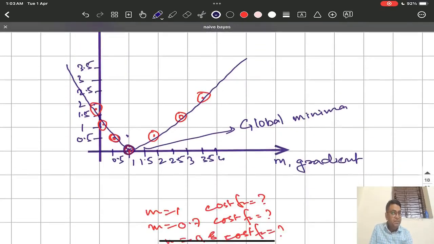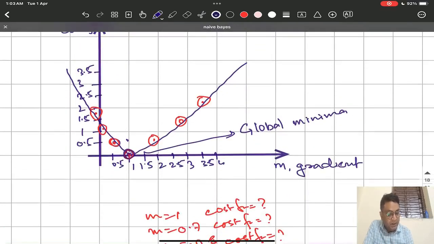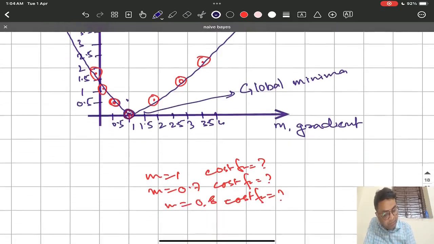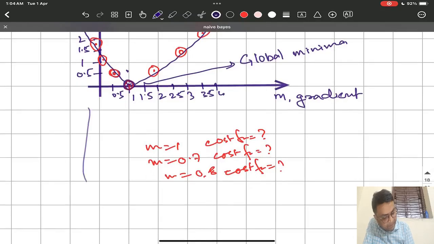Understood. There are lakhs of data points, lakhs of data points. So how to find out which one is the global minima? We do not know. So for that we need to know one theorem, how to come to the global minima.